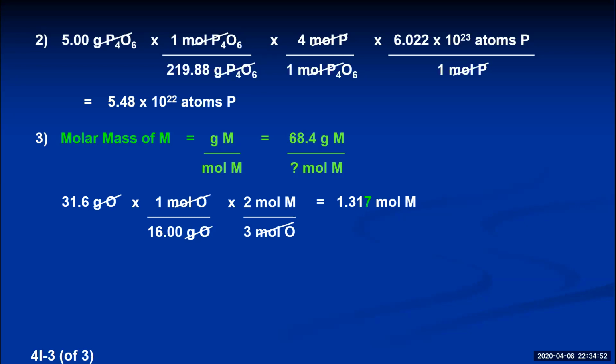So now I can plug that into the denominator in my little fraction up in green there. So it's 68.4 grams of M divided by 1.317 moles of M, and that will give me the molar mass of this metal, which turns out to be 51.9 grams per mole.